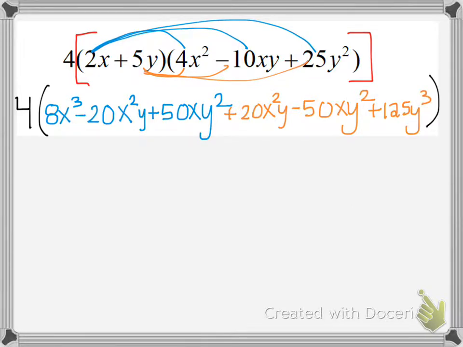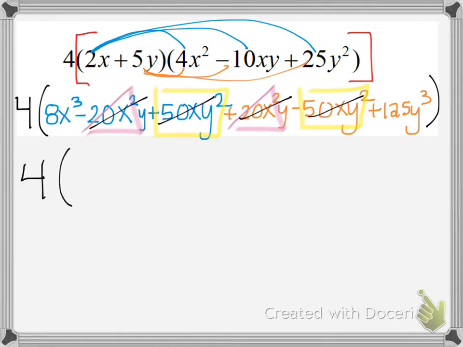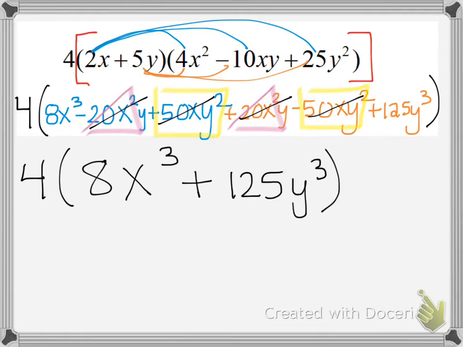Okay, let's combine like terms in the middle here. Notice the minus 20x squared y and the plus 20x squared y, those are going to cancel out. Then I'm going to switch colors here. Notice the plus 50xy squared and the minus 50xy squared, those are also going to cancel out. So I can just get rid of those. I have the 4 on the outside, and on the inside of the parentheses, all I have left is the 8x cubed plus the 125y cubed.